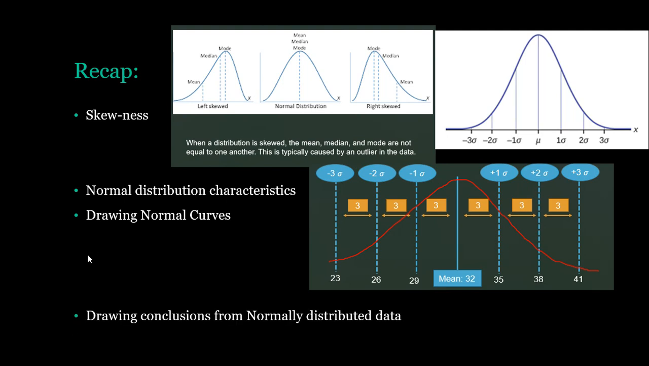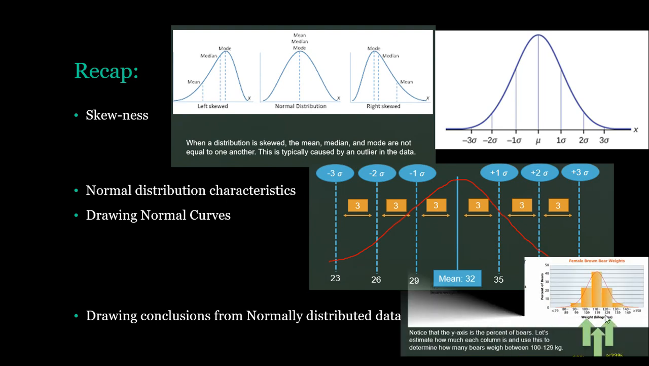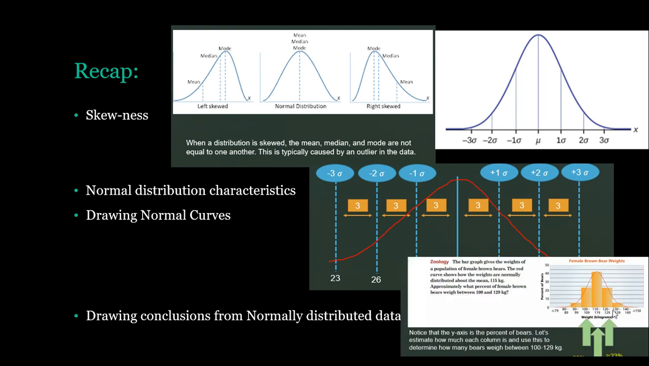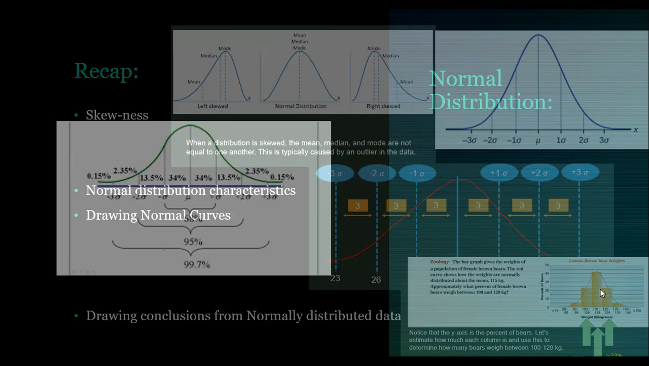And we also focused a little bit on drawing conclusions from normally distributed data. That was when we were adding up the percentages of the bar graphs underneath the normal distribution curve. Honestly, that's basically what analyzing normally distributed data is: you're taking the area underneath the curve, represented by a percentage, and saying this is how much you can expect for a given set of situations. So let's get into it.